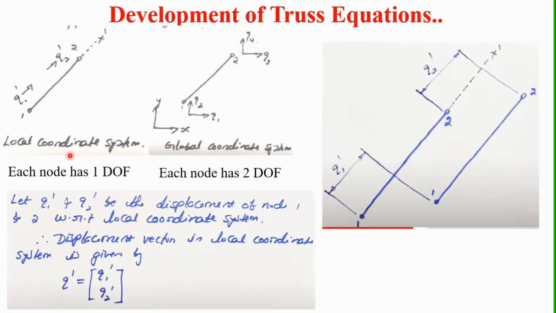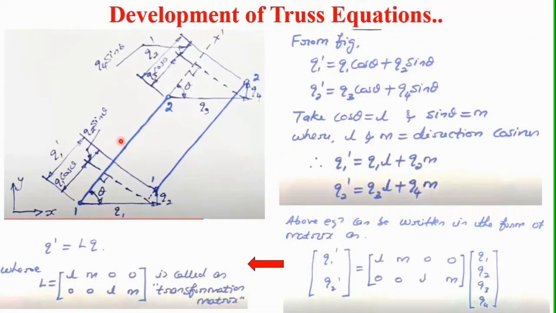Now in the local coordinate system, the displacement vector q dash is equal to q1 dash and q2 dash. This is the displacement matrix in the local coordinate system. But in the global coordinate system, we will see the relation between the local and global coordinate systems.